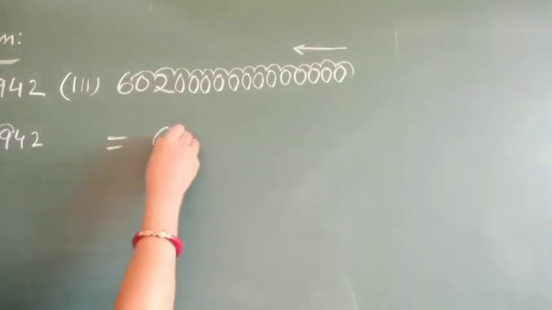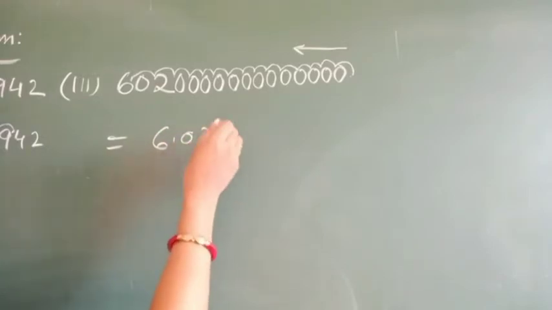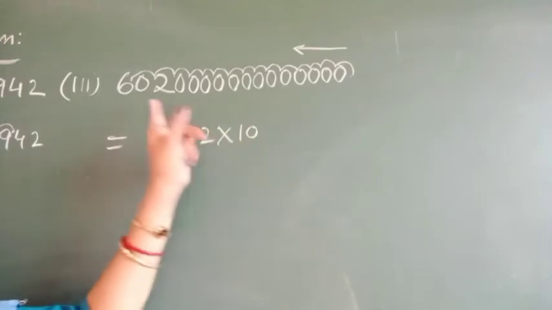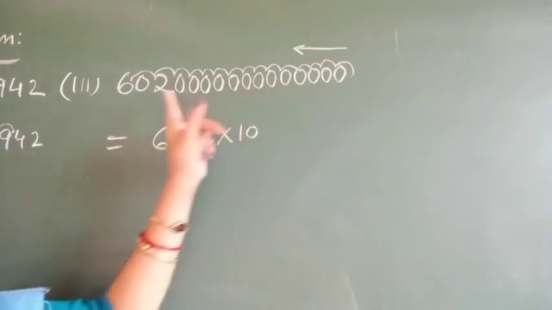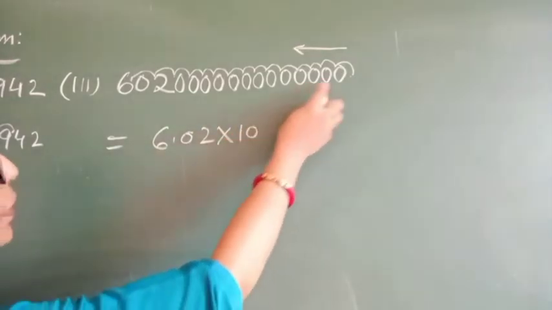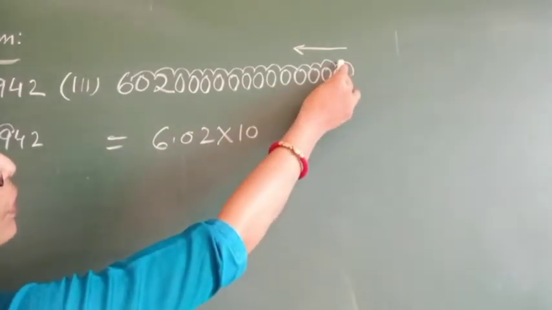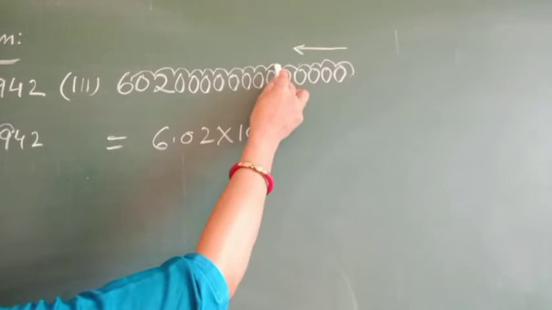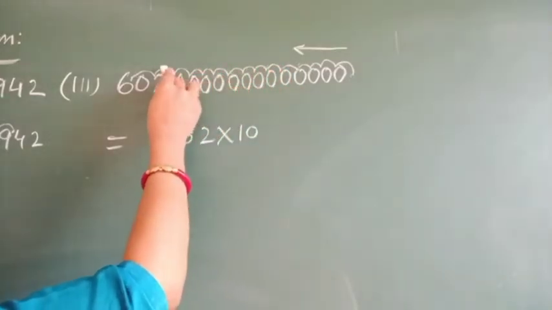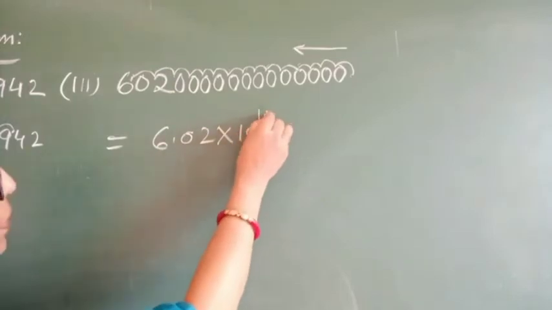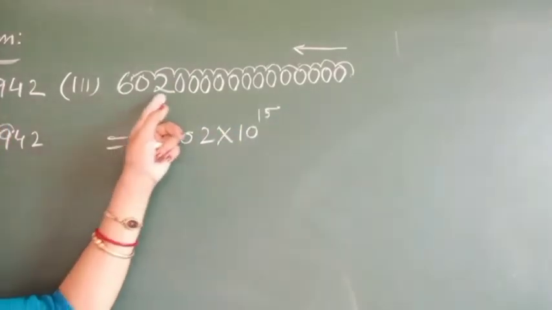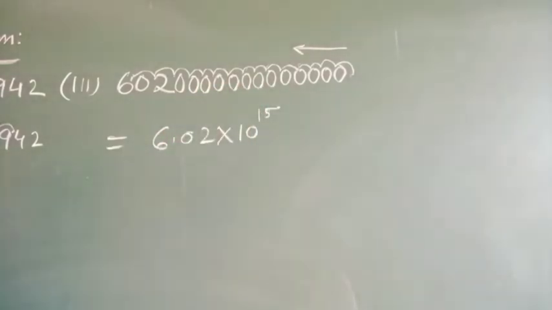So 6.02. Okay. Now the number is not negative because after the point zeros are not there. Zeros are on the right side of the number. So it is a big number, and the decimals are here. How many places can you count? 1, 2, 3, 4, 5, 6, 7, 8, 9, 10, 11, 12, 13, 14, 15. So 10 to the power 15, and this one will be positive 15, because the number is a very big number. Understood?